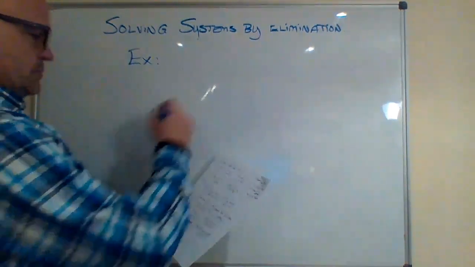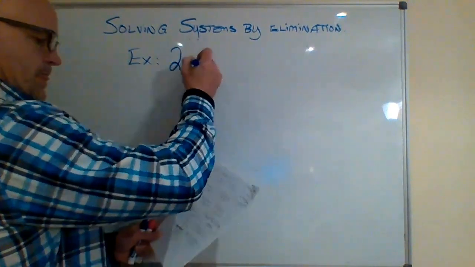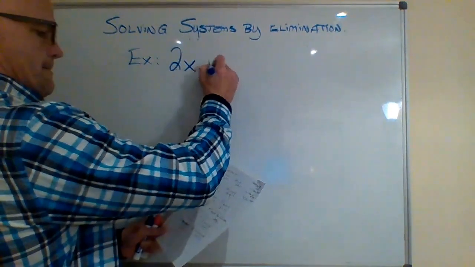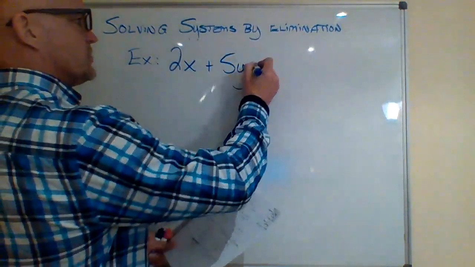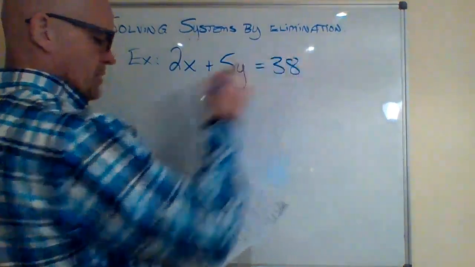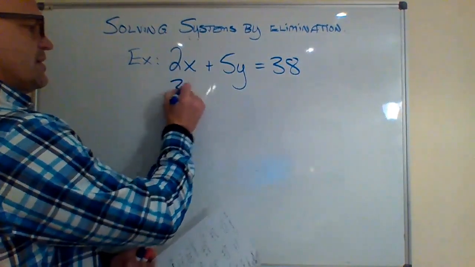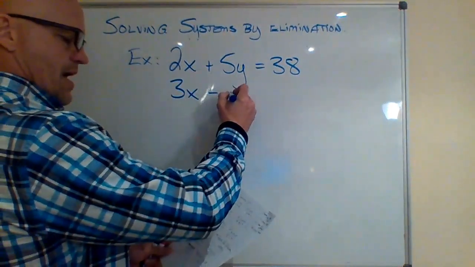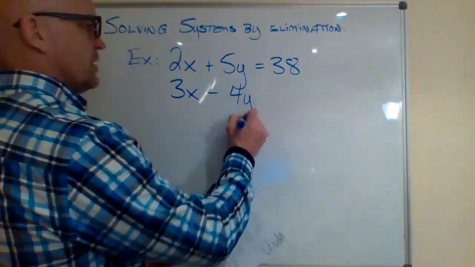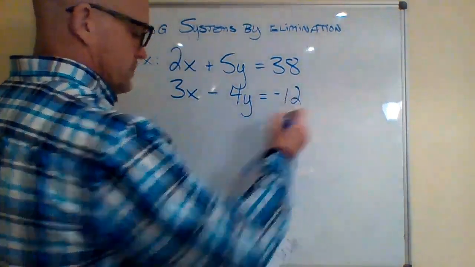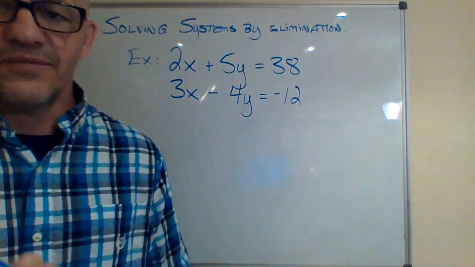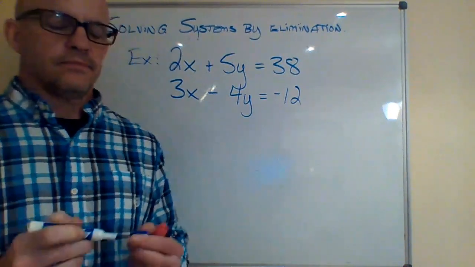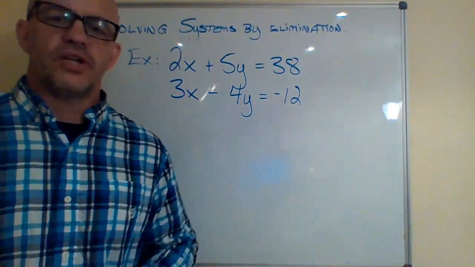So here's your try. You're going to do 2x plus 5y equals 38, and 3x minus 4y equals -12. You know the drill. Pause the video, give it a whirl, come back, we'll check your work.